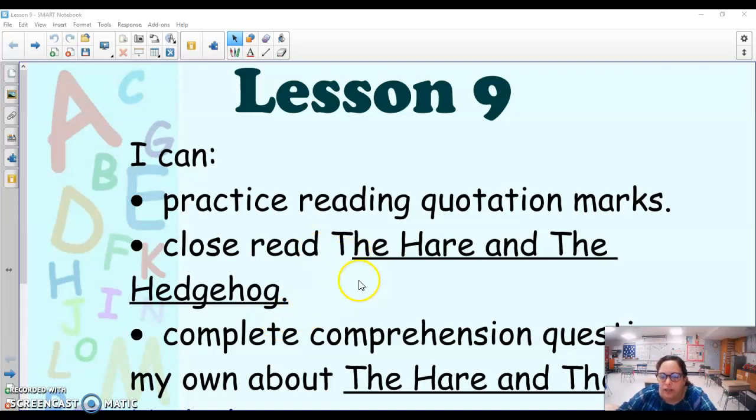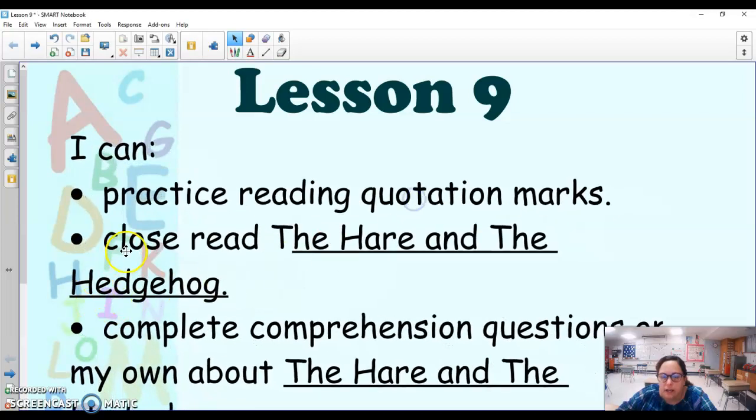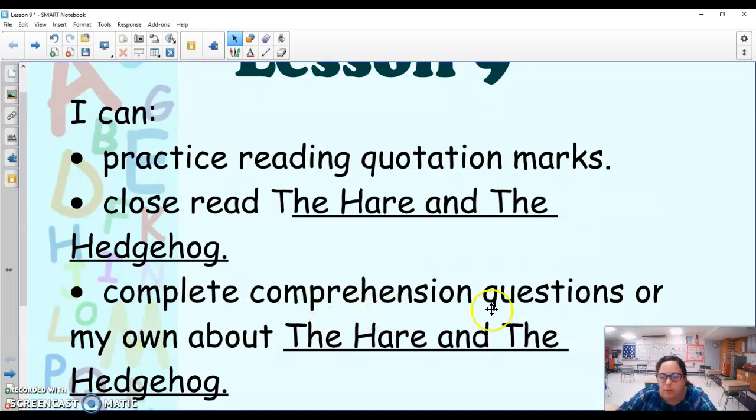I want you to read the I can statements with me. Ready? I can practice reading quotation marks. I can close read The Hare and the Hedgehog. I can complete comprehension questions on my own about The Hare and the Hedgehog.